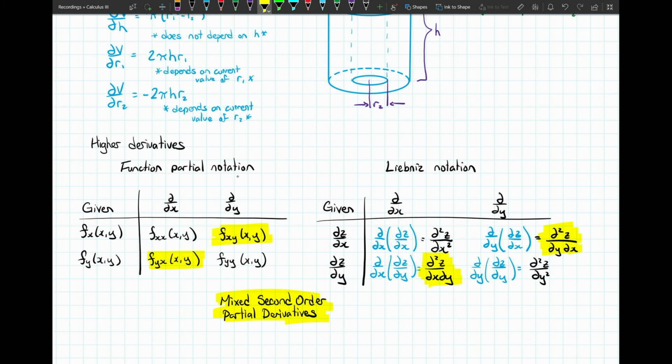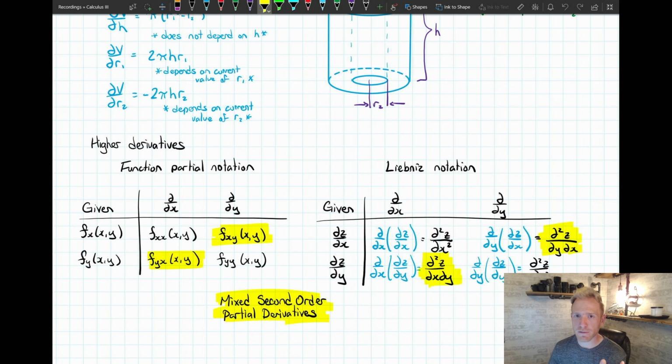Function partial derivative notation is reading from left to right. Leibniz notation is reading from right to left in the denominator. And that makes a lot of sense if you understand where these two different notations come from. Now, if you think that's going to be very confusing, and of course, maybe you want to just stick to one notation or the other, I have some very good news for you.